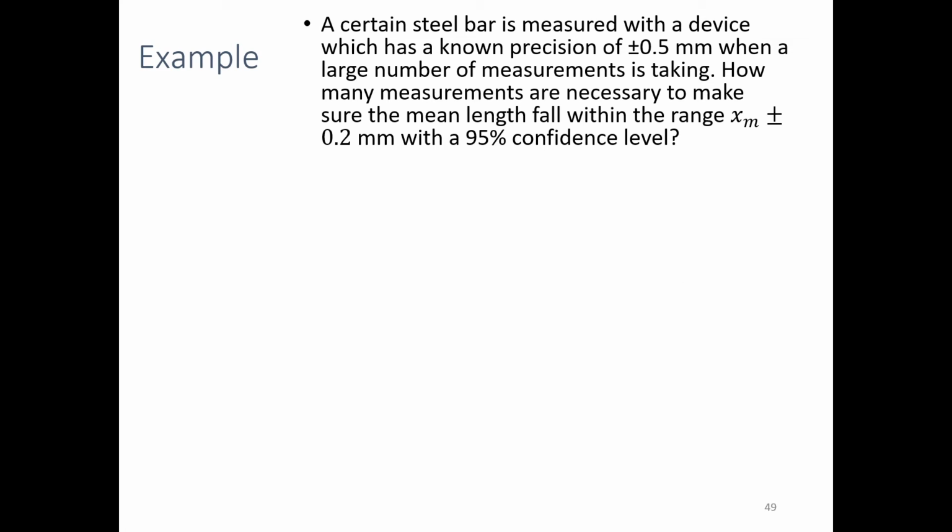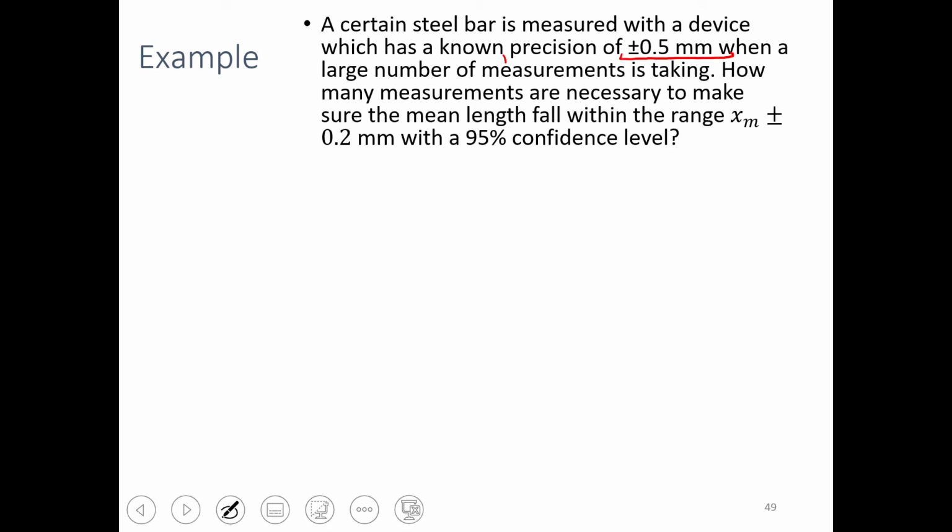Okay, let's have another example. Please reach out to me if you are confused and ask your questions. I will also upload this PowerPoint after this lecture, and this is going to conclude our discussions on the uncertainty analysis. The next example tells us that a certain steel bar is measured with a device which has a known precision of plus minus 5 millimeters.